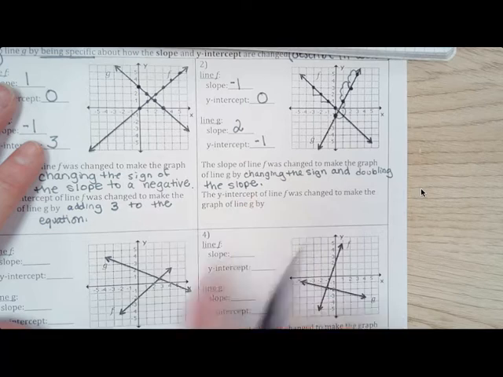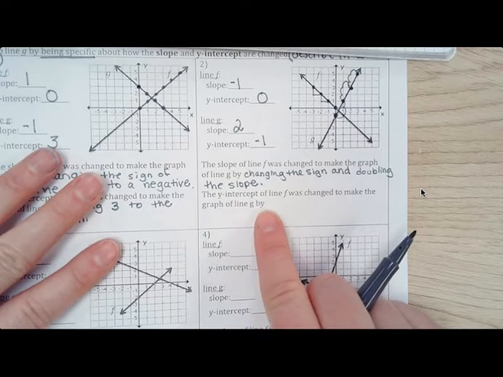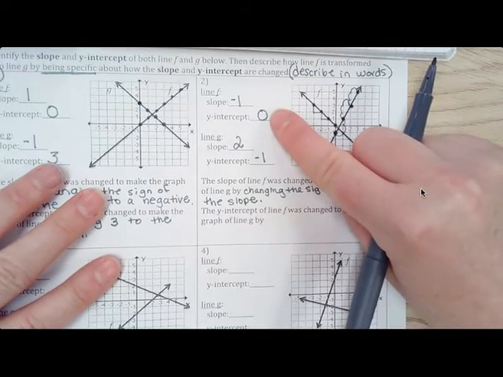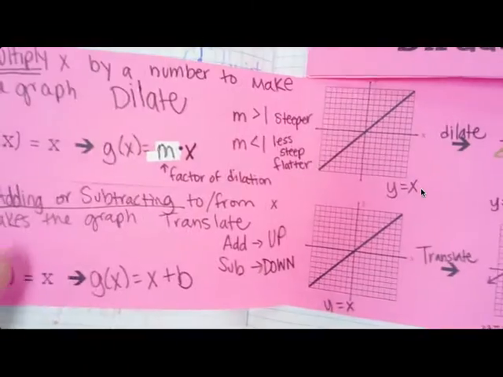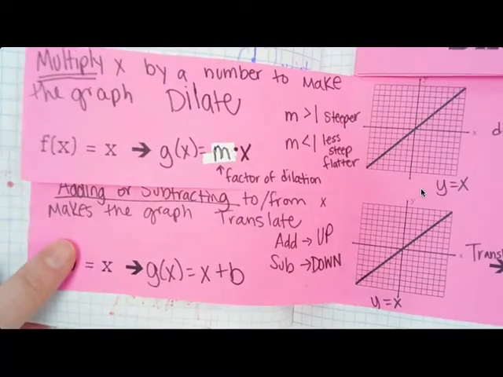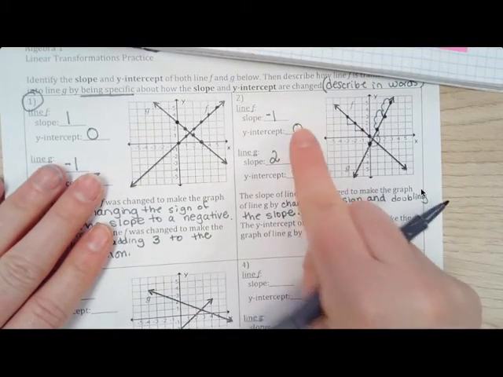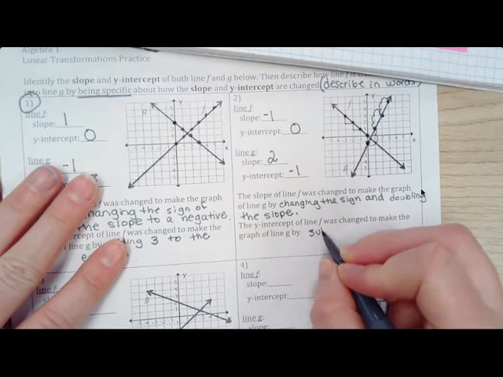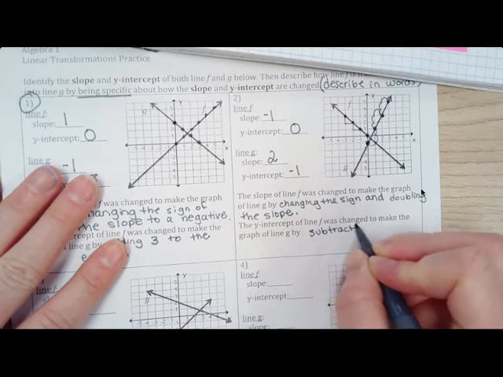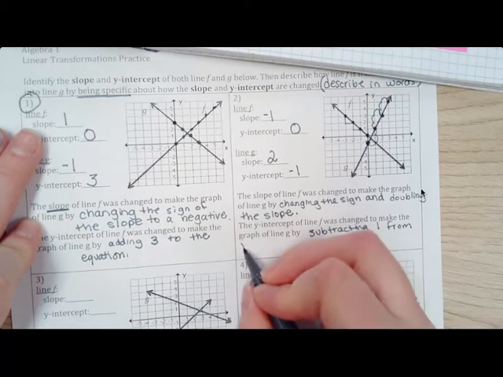Okay, now the y-intercept. The y-intercept of line F was changed to make the graph of line G by, so it went from 0 to -1. So remember with y-intercepts, you're adding or subtracting. So it was at 0 and now it's at -1. So what happened to it? It went from 0 to -1, so it actually just went down 1 by subtracting 1 from the equation.